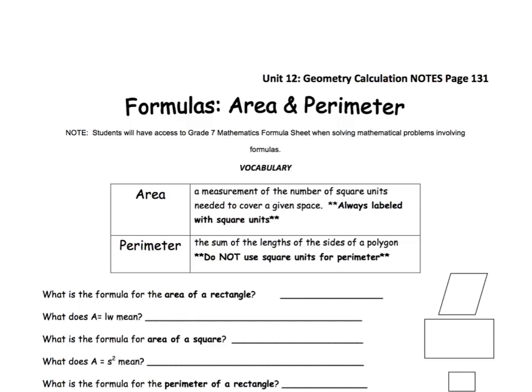What is the formula for the area of a rectangle? A equals L times W. What does A equals LW mean? Area equals length times width.